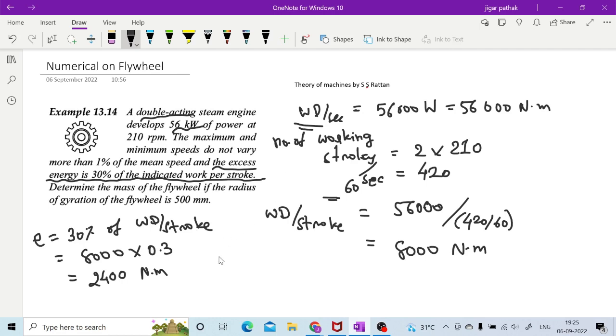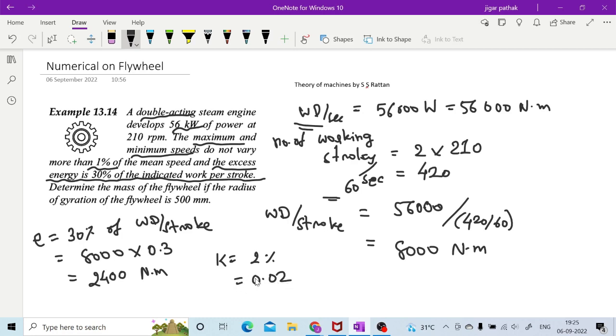Okay. So now K is the coefficient of fluctuation of energy, right? Here what is given is that the maximum and minimum speeds do not vary more than 1%. So it means from the mean speed it can go 1% above and also 1% below. So the total fluctuation will be 2%, right? So this K is given as 0.02.